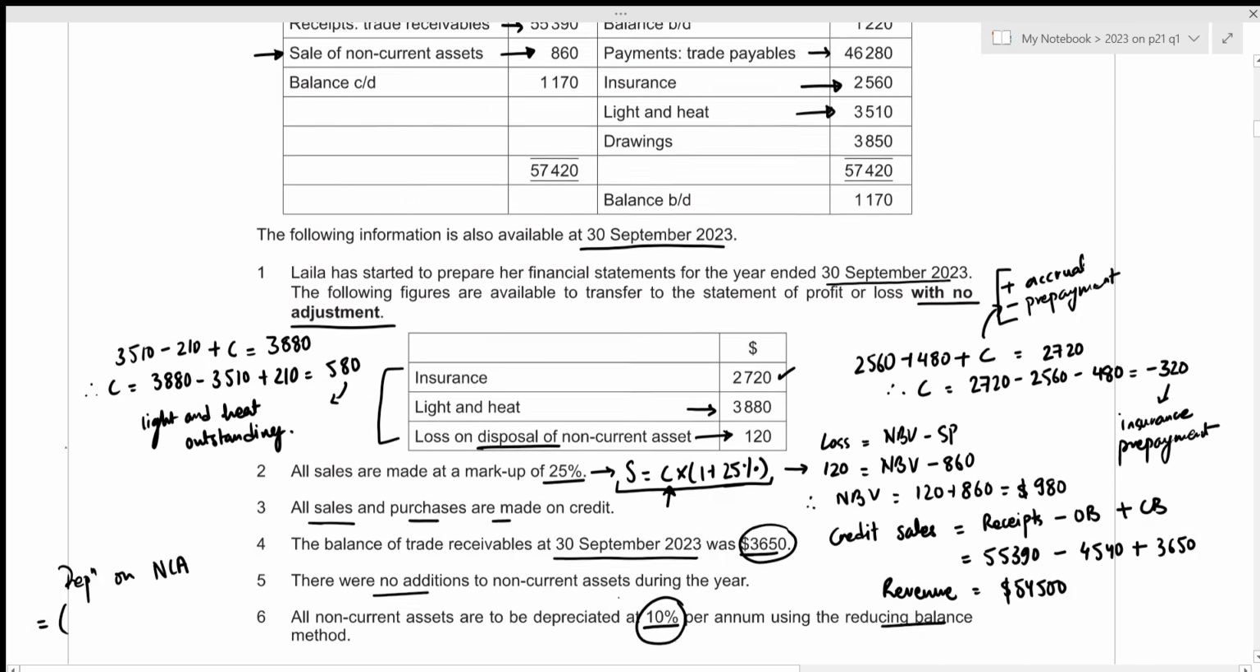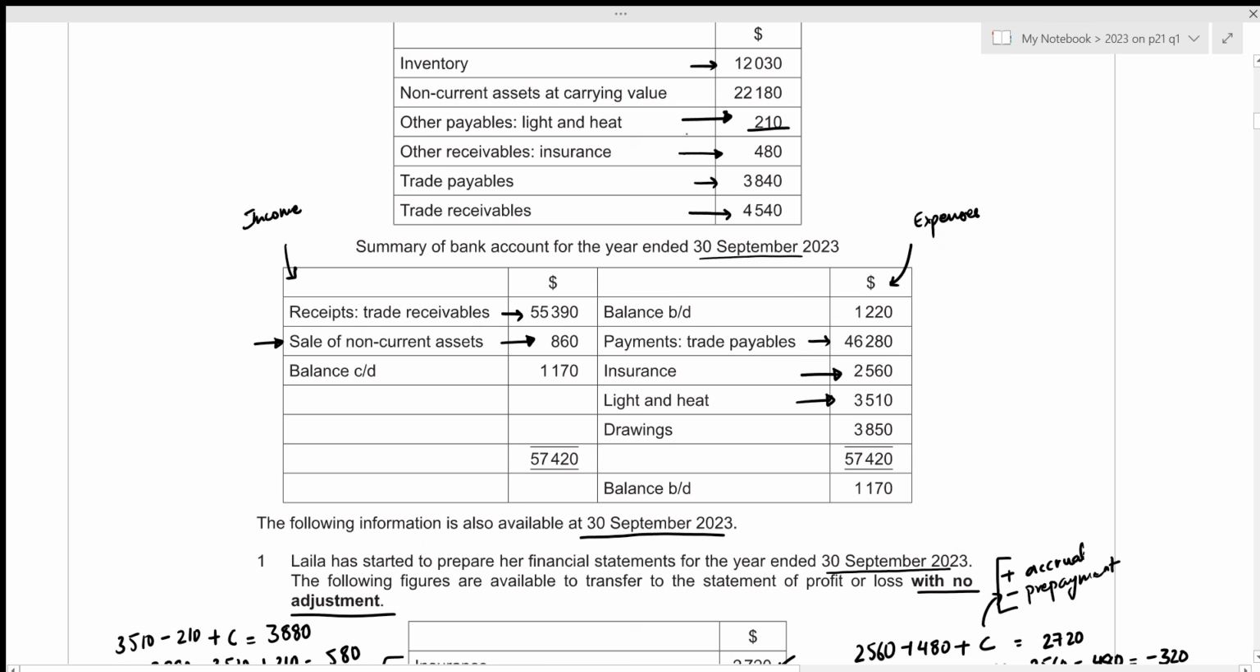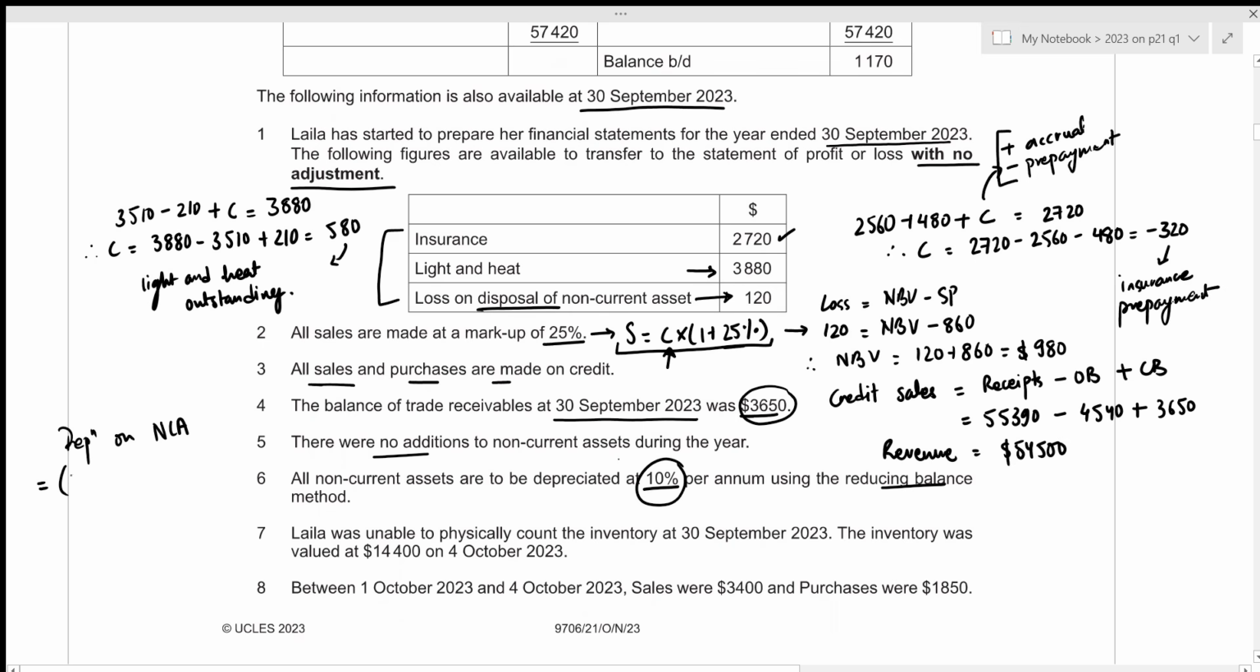Okay, let's start with the opening net book value. For our non-current asset right here, it's given at its carrying value, which is the net book value. So we have 22,180. Then we need to subtract the net book value of the disposed non-current asset, which we have already figured out to be 980.